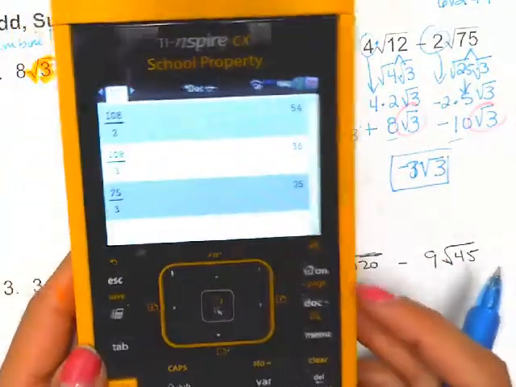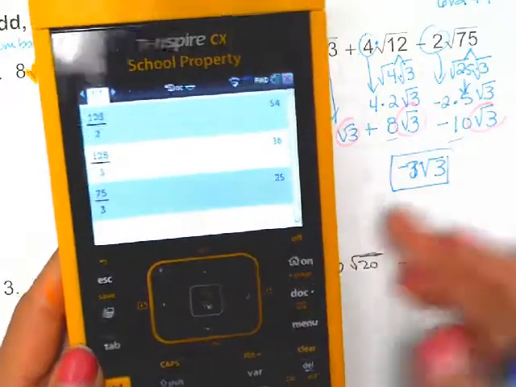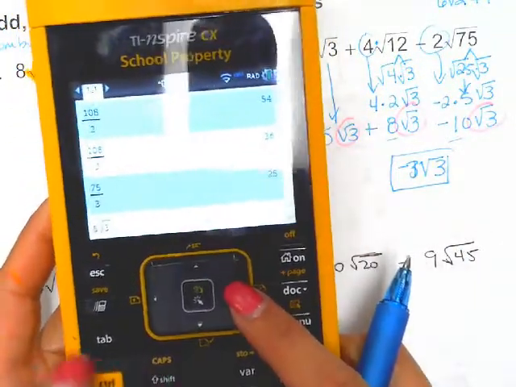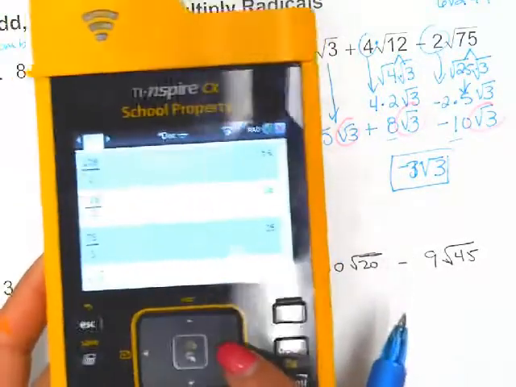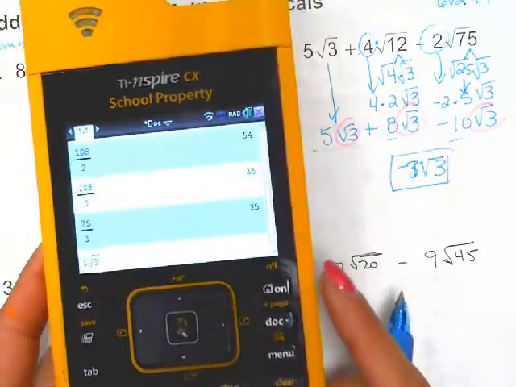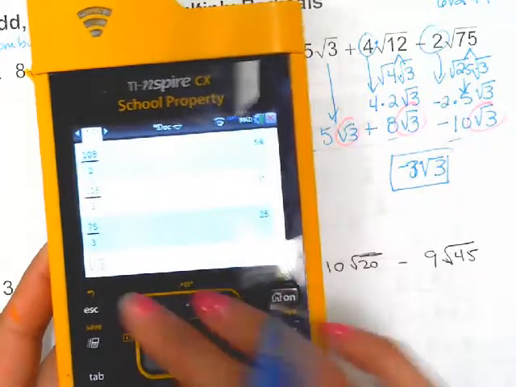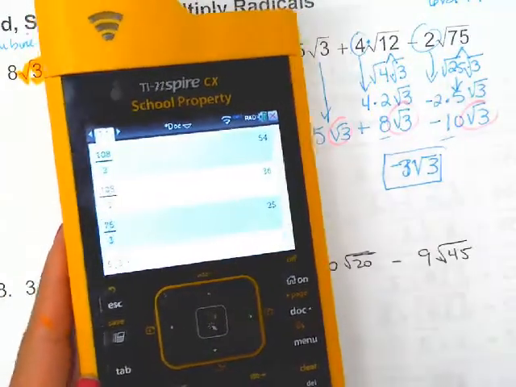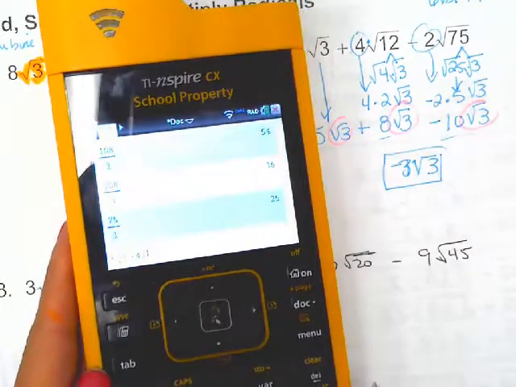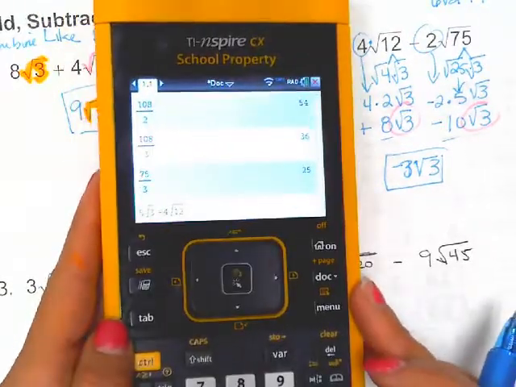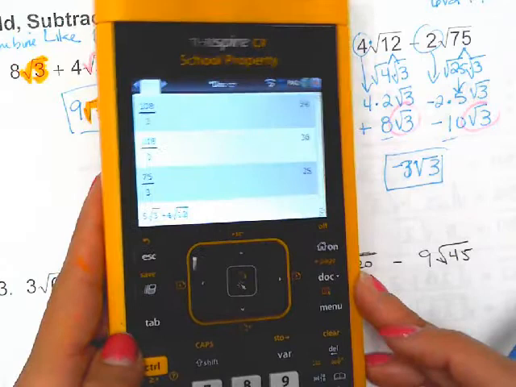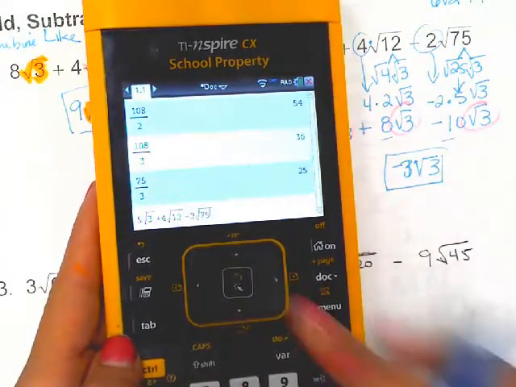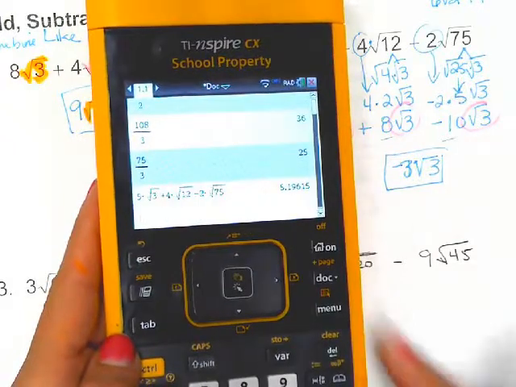Okay, so let's type it in. 5 square roots of 3. Make sure you don't stay under the cursor. Click to the right, then put plus 4 square roots of 12. Click to the right, minus 2 square roots of 75. Enter. Okay, it gives me that decimal.